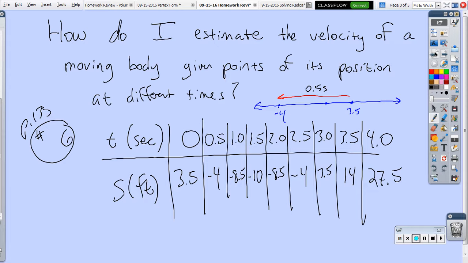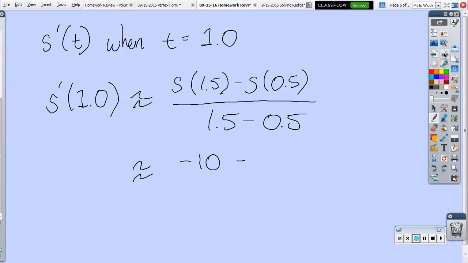Because they're close, just like these two are kind of close, but what you need to do is use the two that are around it. That's what they want you to do, to use those 2 points around it to estimate S prime of 1. If you were to plug in those values, wouldn't you end up with negative 8.5? Let's see what we get.